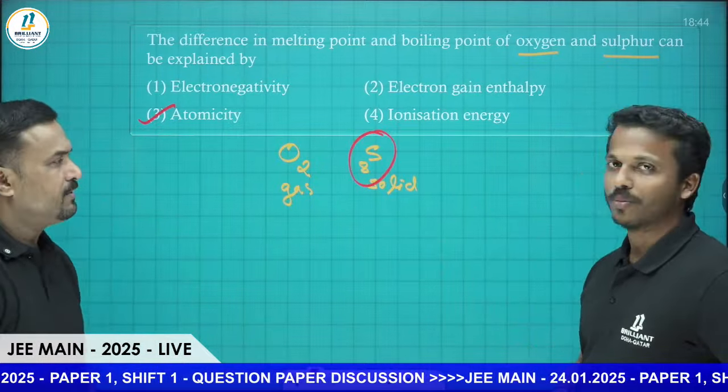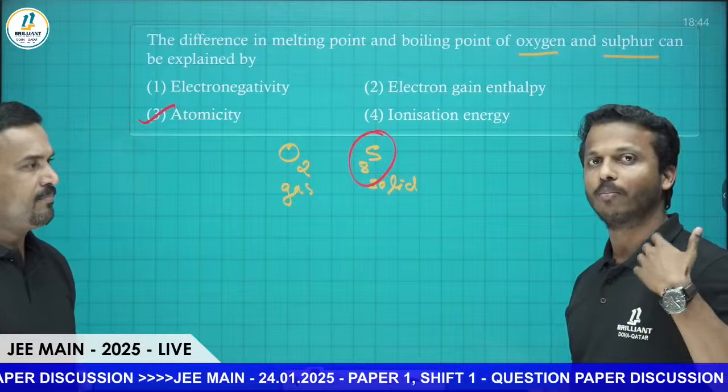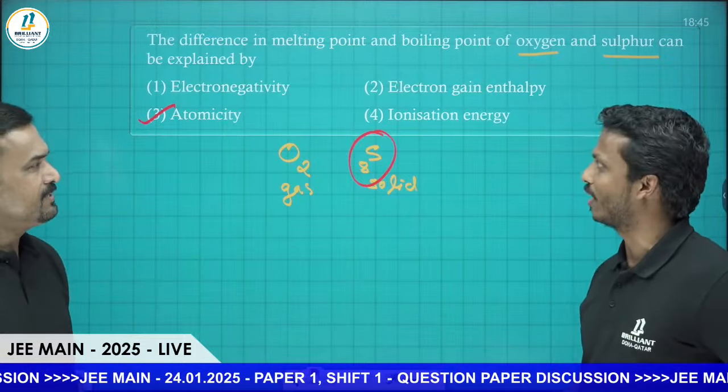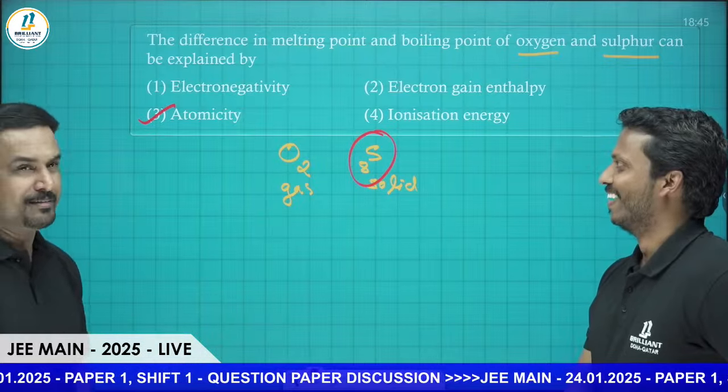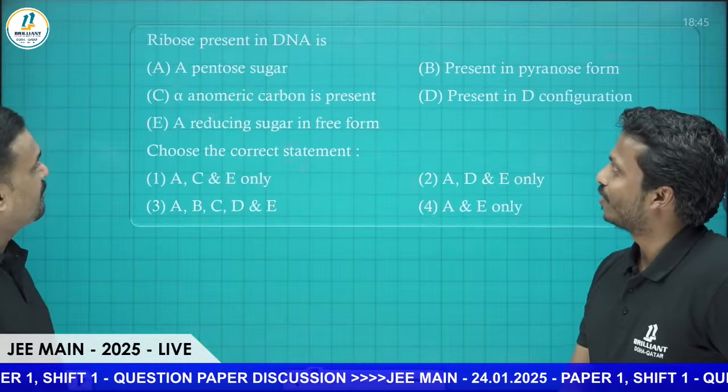There are 2 atoms here and 8 there. It's polyatomic, and this one is diatomic. Atomicity is the factor making the boiling point and melting point difference. So the simple answer is this one. Don't think on a high level, it's a basic thing. Atomicity. Yeah. The third question.